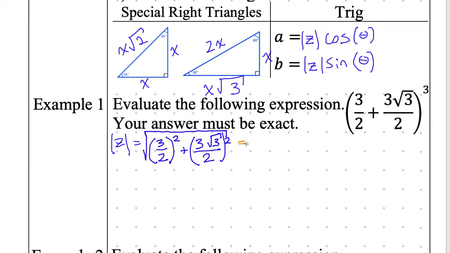Square this thing. What is 3/2 squared? Square the top. Square the bottom. Good. 9 over 4, plus. Square the 3, 9. Square the square root of 3. Nope, just 3 because they cancel out, right? And then all of this is square rooted. There it is.